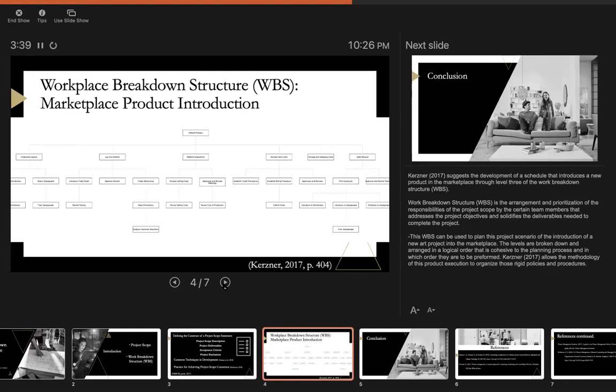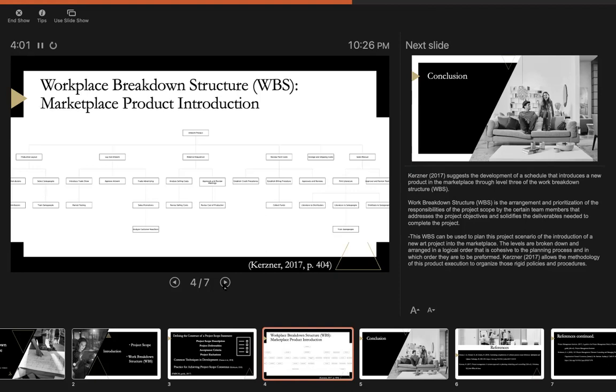The work breakdown structure can be used to plan the project scenario of, say, this introduction of the new art project into a marketplace. The levels are broken down and arranged in a logical order that is cohesive to the planning process and in which order they are to be performed.